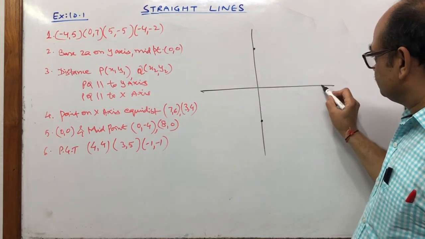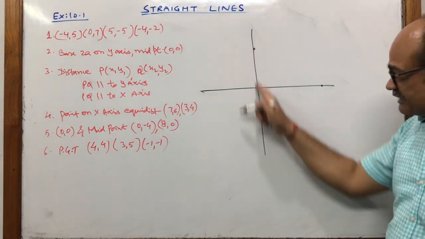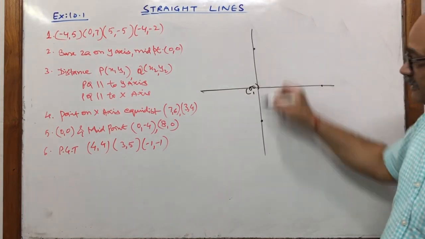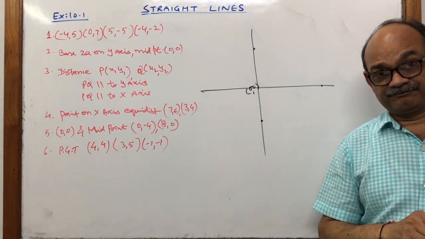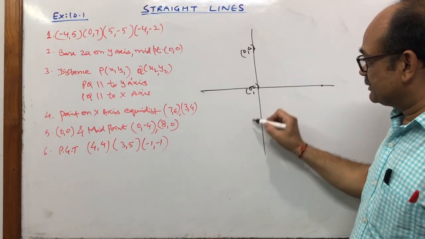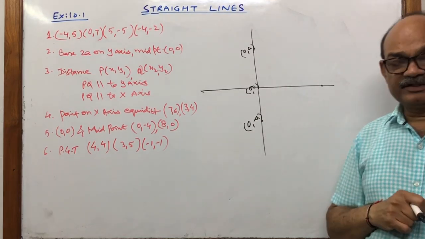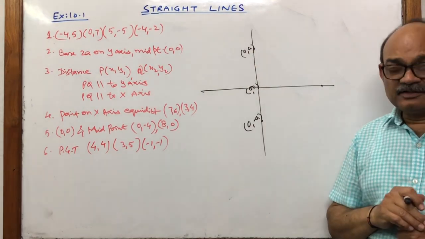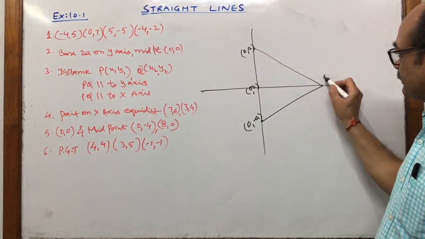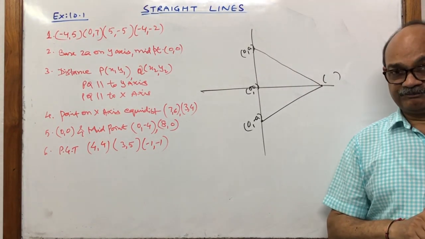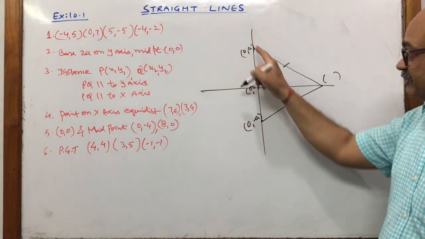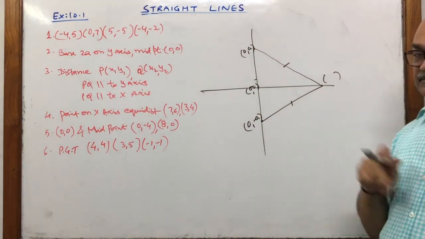an equilateral triangle like this. The base is on the y-axis and the midpoint is said to be the origin, and the total base length is 2a. It means this is the midpoint, so the coordinates are 0, a and 0, minus a downward. These are the two coordinates. The question is an equilateral triangle and we want to calculate the third coordinate. You know the equilateral triangle means all the three sides are equal. If it is 2a, this must be 2a, this must be 2a.